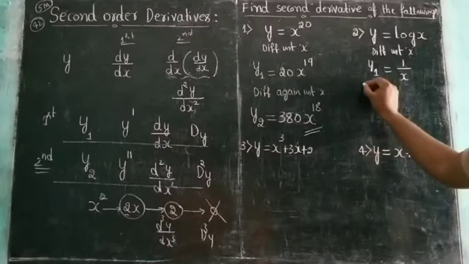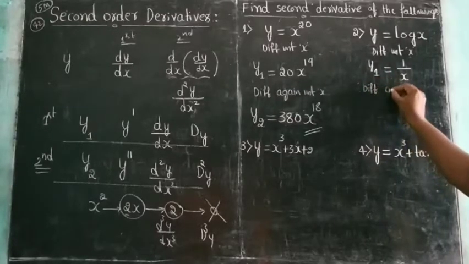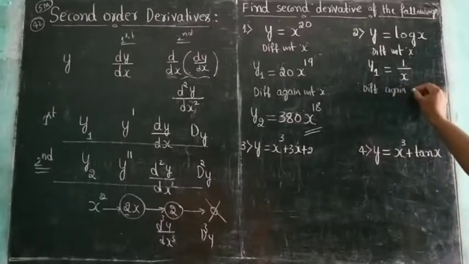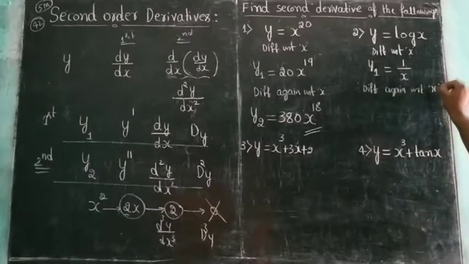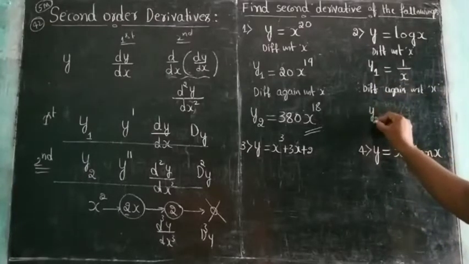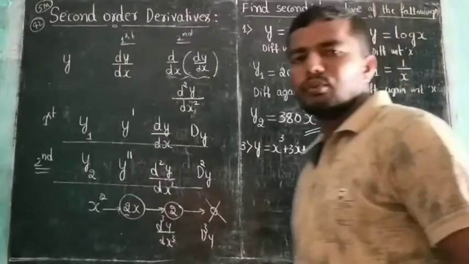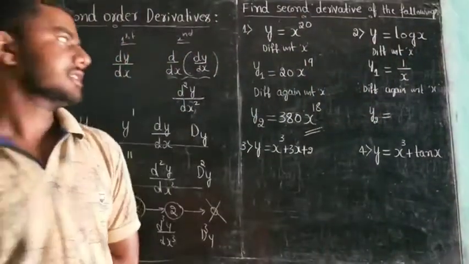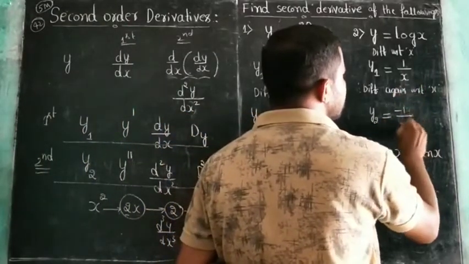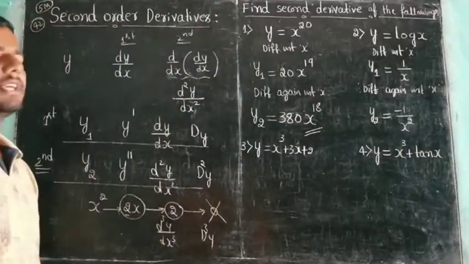Once again, differentiate again with respect to x. The derivative of y1 is nothing but y2 is equal to, what is the derivative of 1 by x? Standard formula, the derivative of 1 by x is minus 1 by x square. Minus 1 divided by x square.